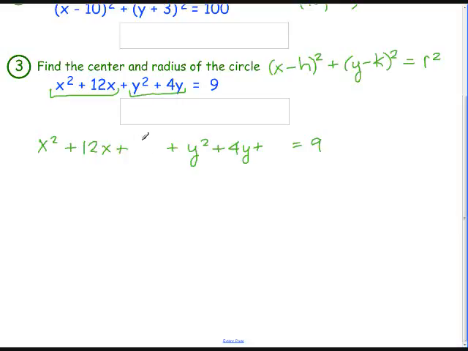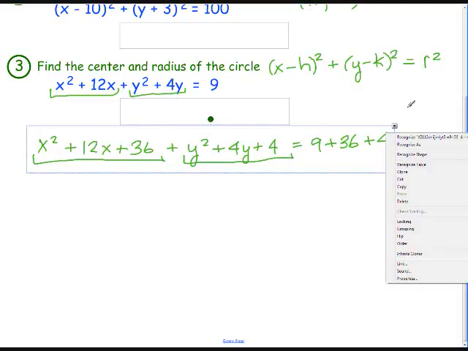What would I need to add here to make this into a perfect square trinomial? Half of 12 squared. Very good. Oops, I'm out of balance. Whew, I'm back in balance. How about this one? Another perfect square trinomial. I take half of this and square it. Ah, out of balance. Back in balance.